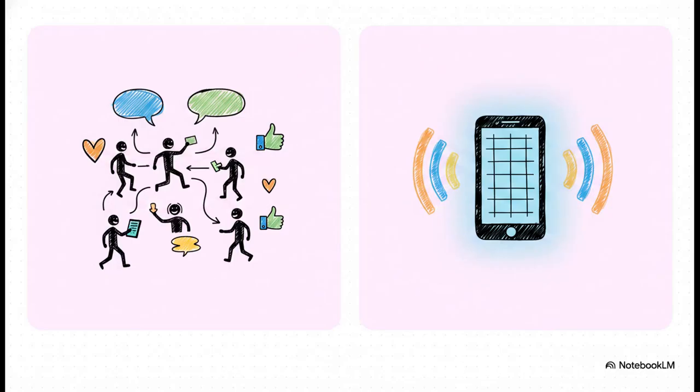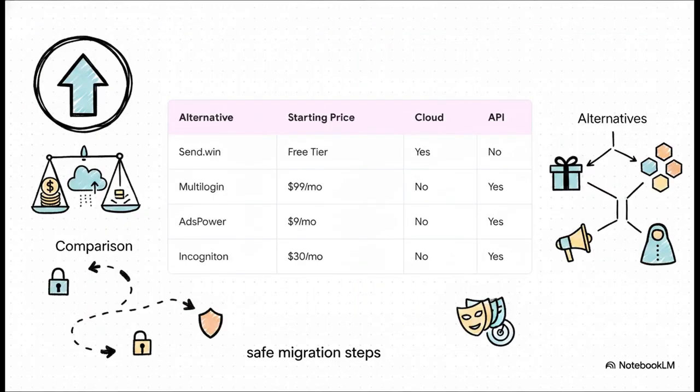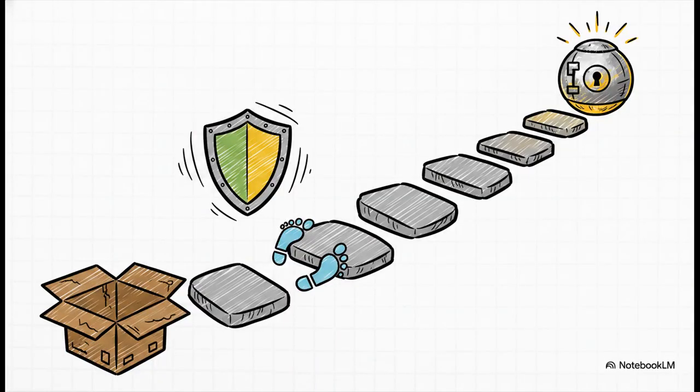Dolphin Anti is custom-built for social media teams, while GoLogin actually offers a dedicated Android app. So, your ideal choice just hinges on balancing your budget against cloud access and API integrations. Found your perfect match? Awesome. Let's walk through exactly how to safely migrate away from Kameleo.